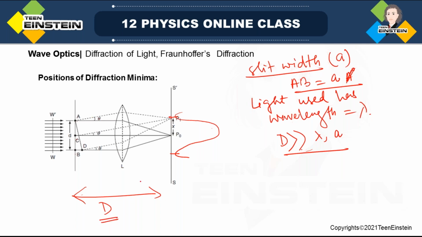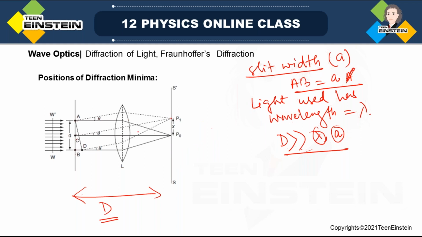Since D is taken as very large compared to the slit width and wavelength, we can think that all the rays going from each point, where C is the middle point, and then A, from all these points, when they are meeting at P1, they actually interfere out of phase. They interfere 180 degrees out of phase. That is what I'm just assuming now.